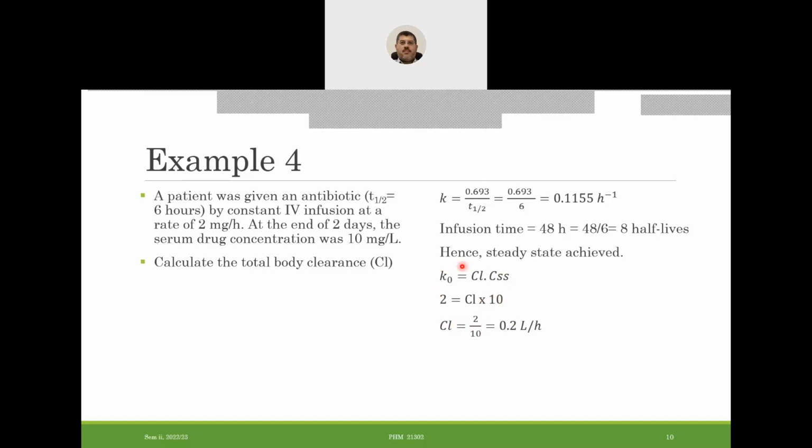The other way, if you don't remember this equation, you still remember the simple form, that is K0 equals Ke times Vd times CSS. You can calculate the volume of distribution from this equation, and then we multiply by K. Okay.